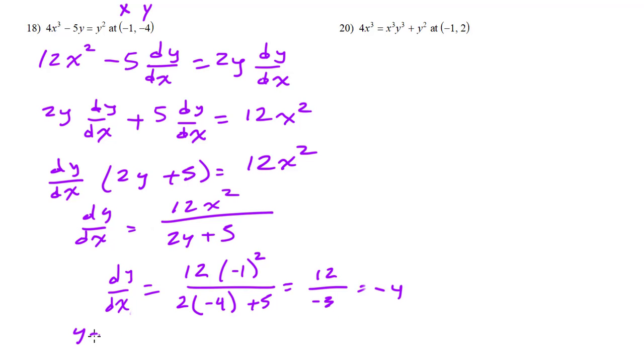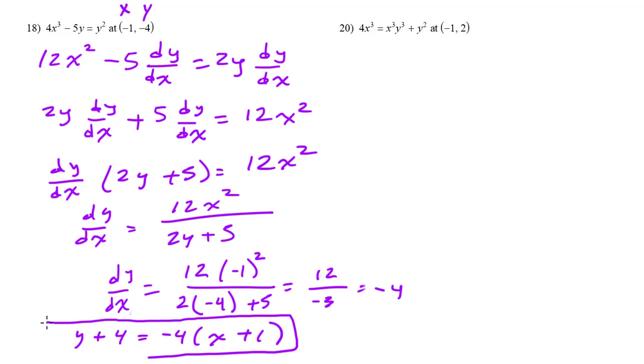Now we can write our equation. Y equals, use the point slope formula, y minus y1. What is y1? Y is negative 4. So y minus negative 4 is y plus 4 equals negative 4 times x minus a negative 1. So you could just leave it like that, or you could put it into slope-intercept form. And in slope-intercept form, it would look like y equals negative 4x minus 8.